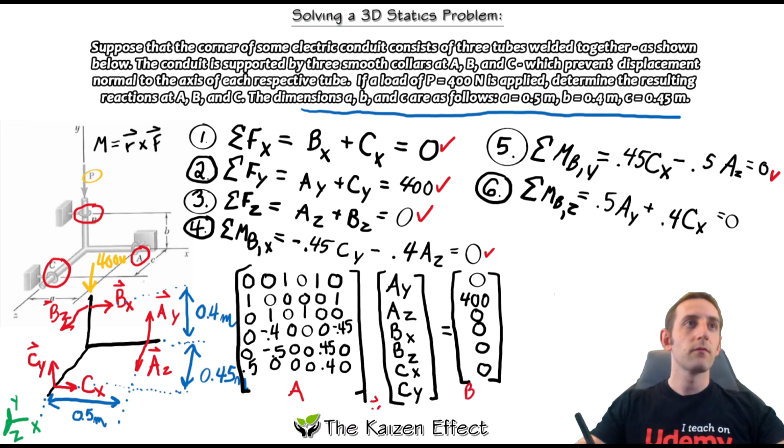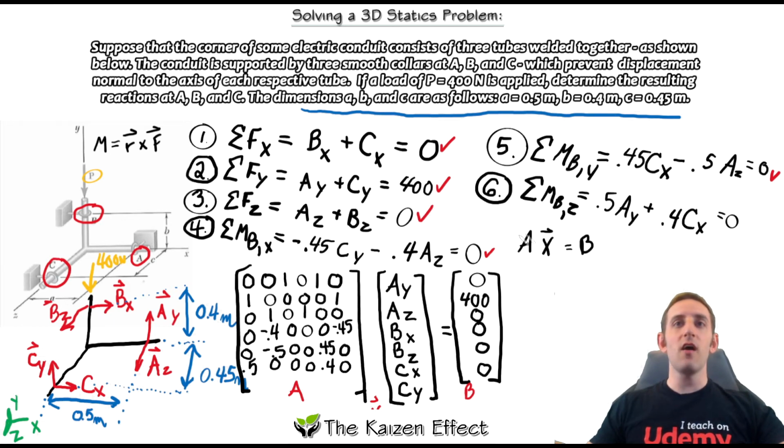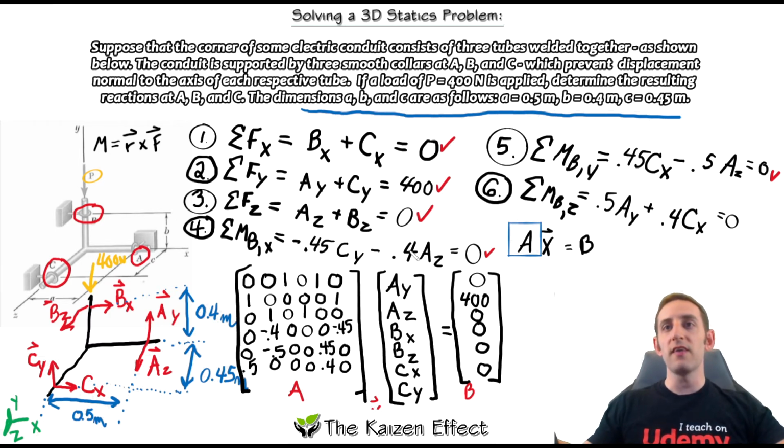Okay? So what we can do is say, if we have this matrix A times X equal to B, well, this is easy to solve because we just need to take the inverse of A, right? Because if we multiply by the inverse on both sides, A negative 1 times A times X is equal to A negative 1 times B.